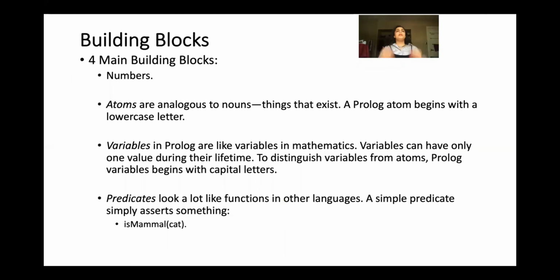So now we have building blocks. There are 4 main building blocks in Prolog. There are numbers and there are atoms, which are basically like nouns or names. They begin with a lowercase letter. Then there are variables that are more analogous to mathematical variables. And then there are predicates, which look like functions in other languages. A simple predicate asserts something, which is like a fact. So it tells you, for example, is mammal a cat.